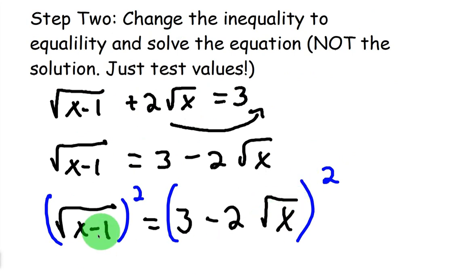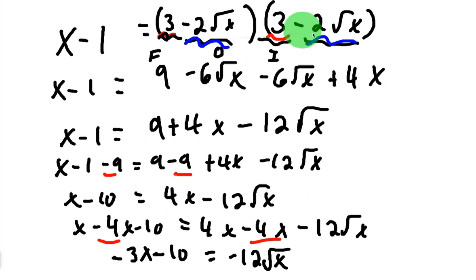So this is going to become x minus 1. This we will have to multiply by itself. So it'll be 3 minus 2 square root of x times 3 minus 2 square root of x. If we FOIL that, we get 9 minus 6 square root of x minus 6 square root of x plus 4x, because the square root of x's will cancel for the L in FOIL. This will become minus 12 square root of x, and then we'll move the 9 and the 4x over to the front.